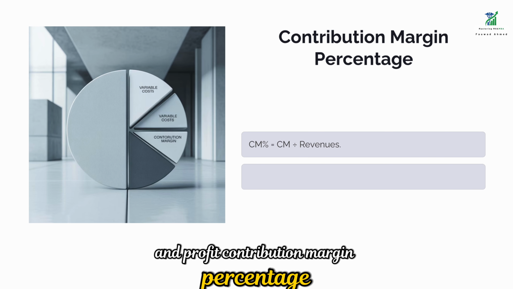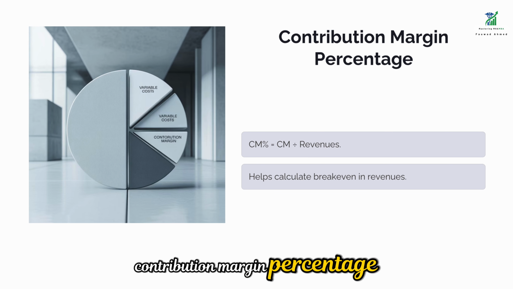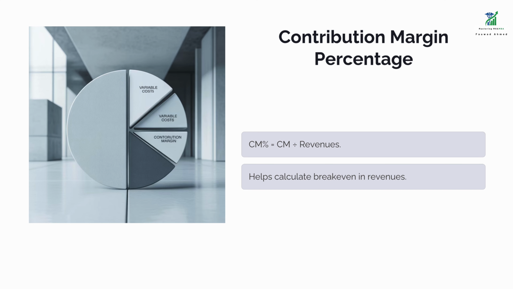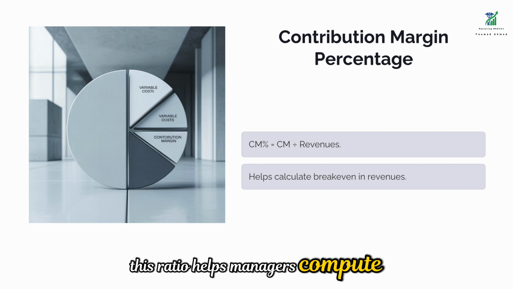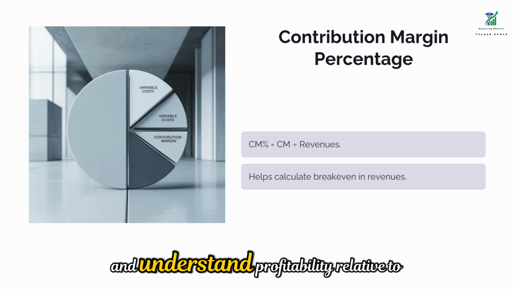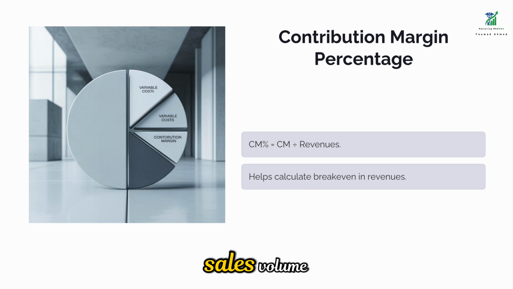Contribution margin percentage. Contribution margin percentage expresses contribution margin as a share of total revenues. This ratio helps managers compute break-even revenues and understand profitability relative to sales volume.